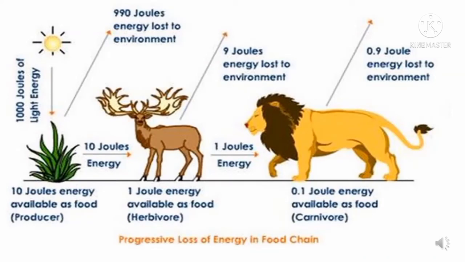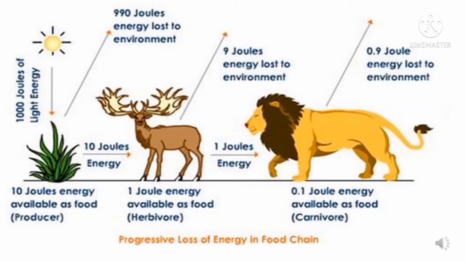Let us discuss this with the help of an example. We have taken here the example of a food chain consisting of 3 levels. First is the producer, second is the primary consumer, and next is the secondary consumer. Over here you can see, if we take for example 1000 joules of light energy available for the green plants, out of that 1000 joules, only 10 joules, that's 1%, will be converted into energy by the green plants. Now out of that 10 joules, only 1 joule, that is 10%, will be available as food for the herbivore. They are the primary consumers.